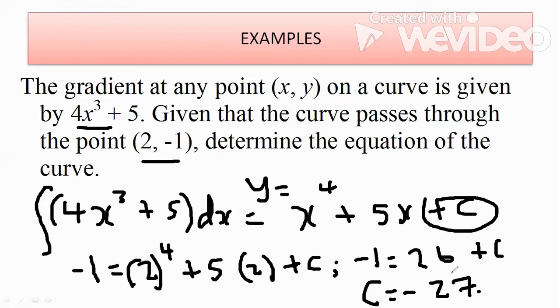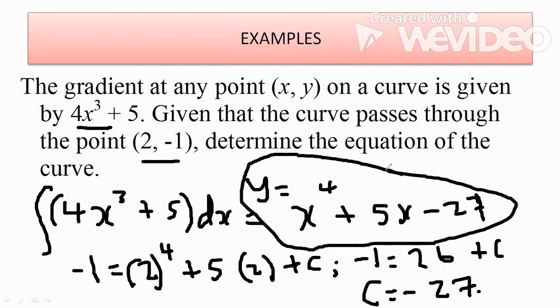So the answer: we just worked out c, so I'm just going to drop in the value of c. It's plus c, but we have a negative here, so a plus and a minus gives us a minus, so it's -27. So that's our answer. y is equal to x to the fourth power plus 5x minus 27.